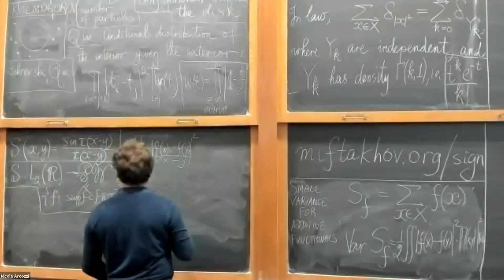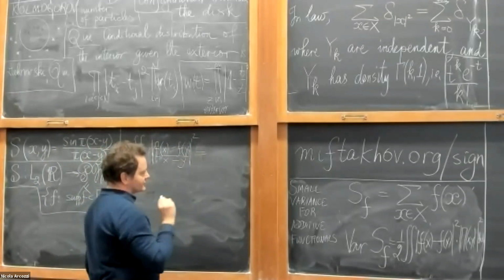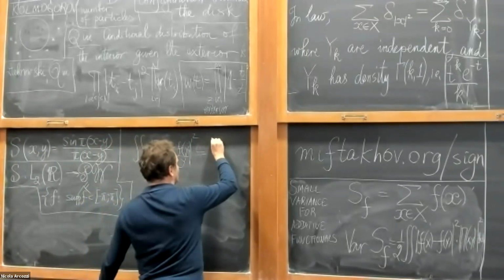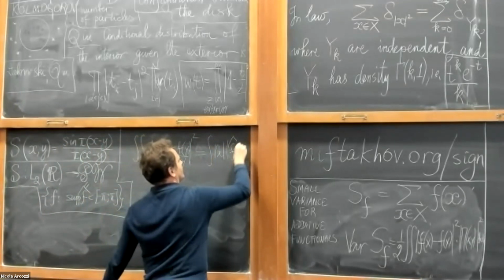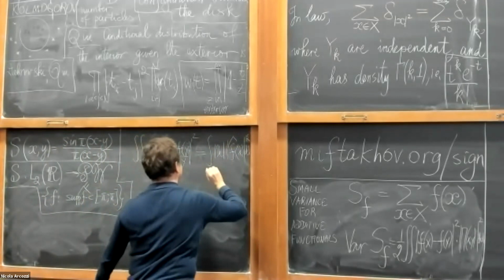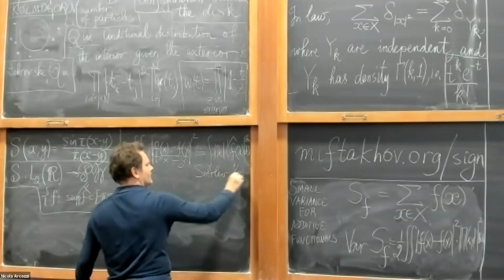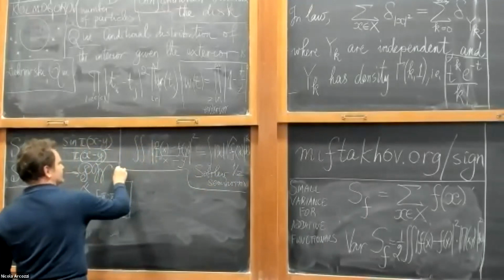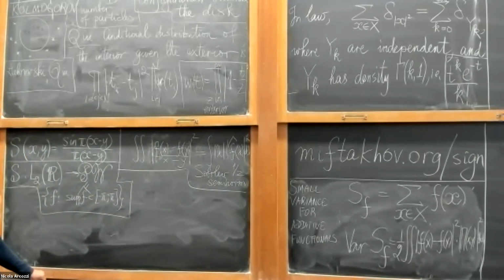And what we get is that the variance is comparable to one of the most important norms in the study of these processes, the Sobolev one-half norm. It's not really a norm, it's the Sobolev one-half semi-norm. And it is estimation of this Sobolev one-half semi-norm that controls the variance. So let me write this: the variance of an additive functional is controlled by the Sobolev one-half semi-norm.